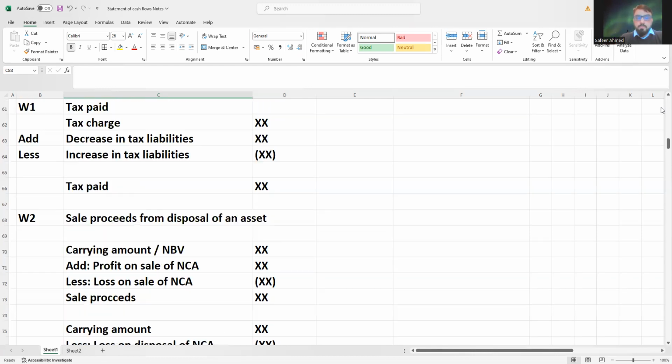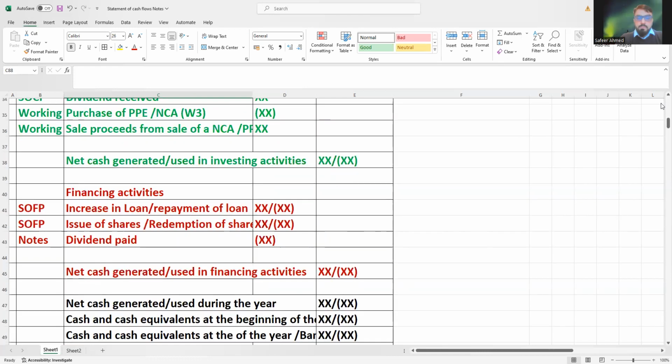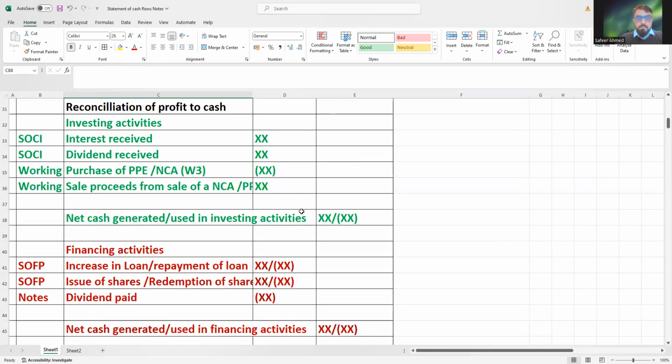Okay, so these amounts, as part of your investing activities, as you can see, purchase of property, plant, and equipment, which I just showed you as part of working 3, and then sale proceeds from sale of non-current asset. That's cash inflow because we received the money, and purchase of property, plant, and equipment is cash outflow because we spent the money. And this gives you net cash generated or used in investing activities. Generated if positive and used if it is a negative amount.